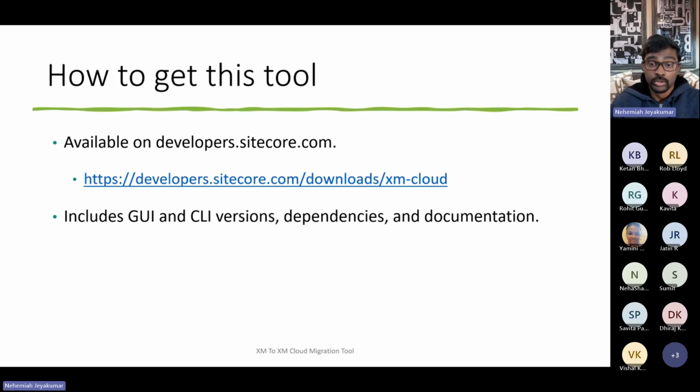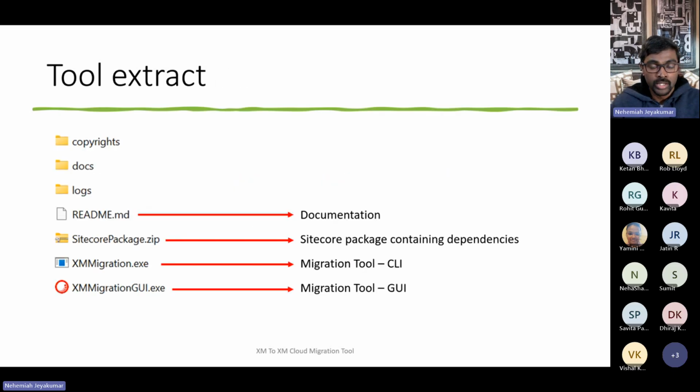How to get this tool? The tool is available at developers.sitecore.com. The download archive has the tool, like the GUI and the CLI application, the dependency package, and the documentation. When you extract this tool, you will get all this information. There are a few steps that you have to do before we start using this tool.